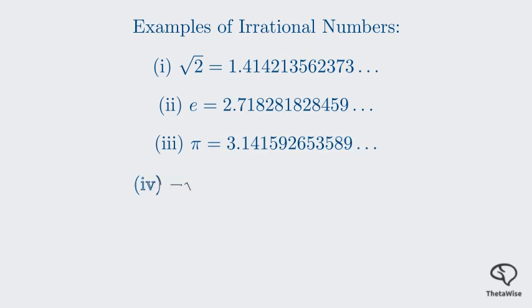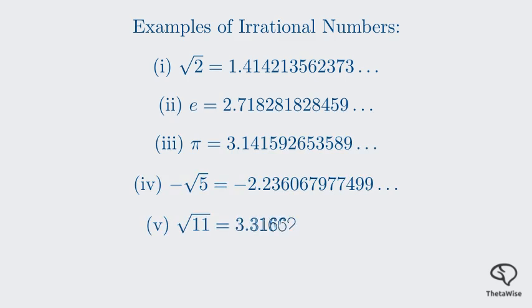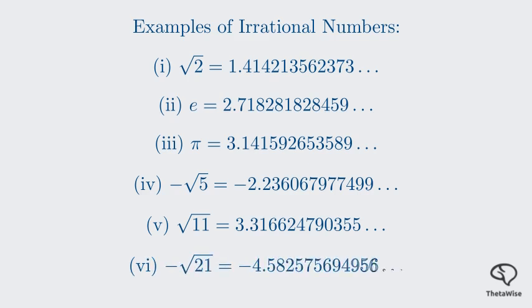You can also have negative irrational numbers like the negative square root of 5, which is roughly negative 2.236. Similarly, the square root of 11 is another irrational number. It's approximately 3.316. And the negative square root of 21, approximately negative 4.582, is also irrational. In all these examples, you can observe that the digits after the decimal point continue infinitely without repeating. This is the defining characteristic of an irrational number. They are also referred to as transcendentals.